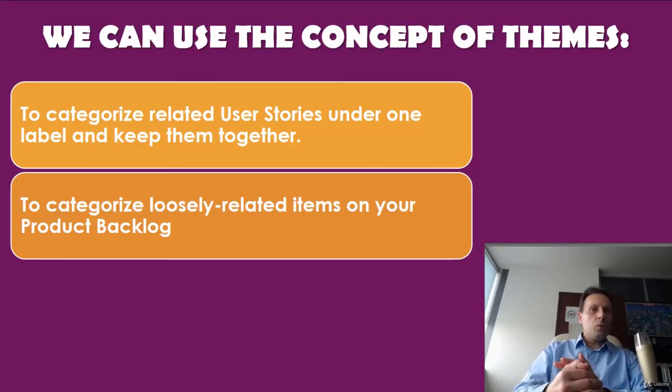You can also use themes to categorize loosely related items on your product backlog. For example, on a website, you might have a whole host of user stories related to SEO, to performance, usability, or a section that are made up of multiple user stories. Assigning themes to the user stories in your product backlog can help you to see emerging themes, which with a loose set of user stories you might not have noticed.